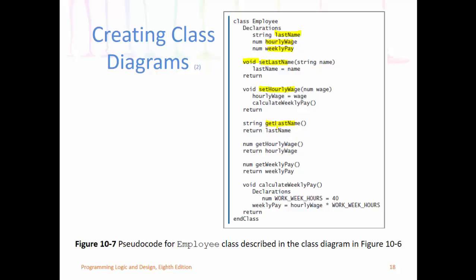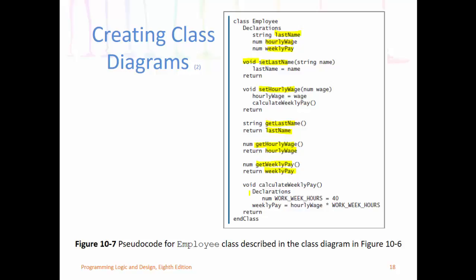and that's when outside the class it's requesting the last name of the employee, and that last name value, the data, would actually be returned back to the program requesting this data. Again, get hourly wage would return data to the program, and get weekly pay would return data to the program.